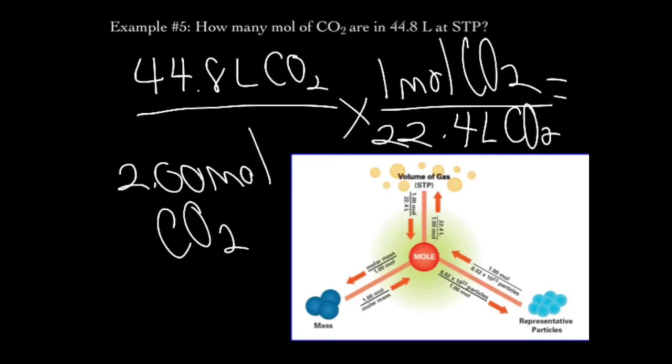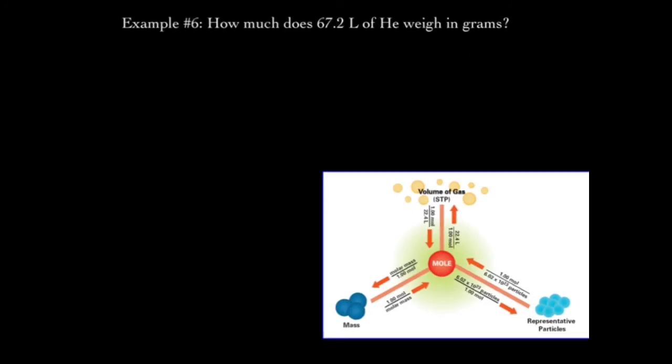Now, what we're going to do next is look at some problems that involve 2 steps. So for this problem, it says, how much does 67.2 liters of helium weigh in grams? And so let's figure out where we're starting. We're at volume, which is 67.2 liters. We're going to go to the mole first using this rate, and then we're going to go to mass in grams using that rate. So from volume to mole is 1 step, from mole to mass is a 2nd step. So we just have 2 steps instead of 1 in these problems, but they work the same way.